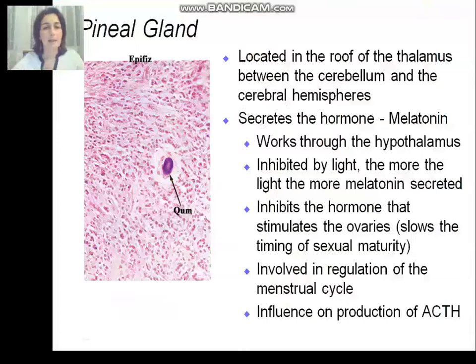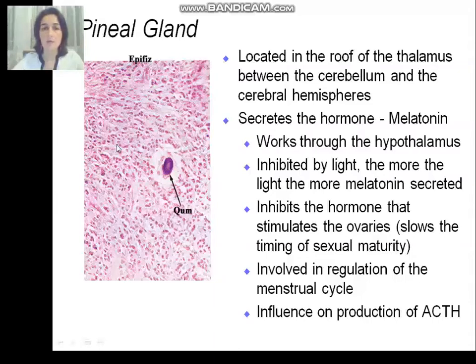And the pineal gland. Pineal gland is epiphysis. It is the main part of the epithalamus that developed from the roof of the diencephalon, the roof of the second brain vesicle, and it is located in the roof of the thalamus between the cerebellum and cerebral hemispheres. The epiphysis includes mainly two types of cells. There are interstitial cells and pinealocytes.